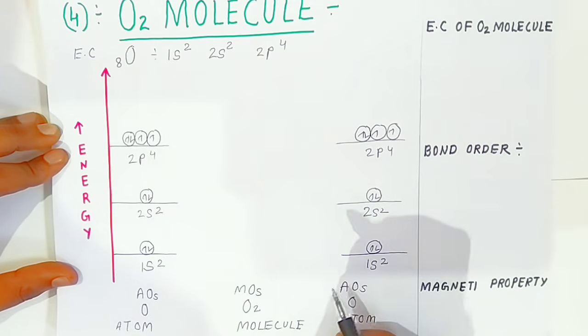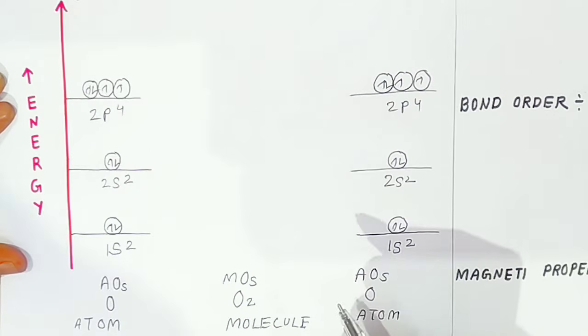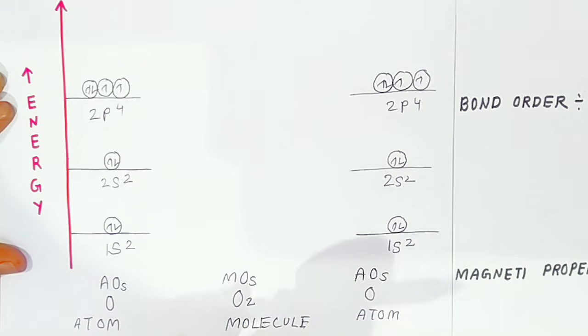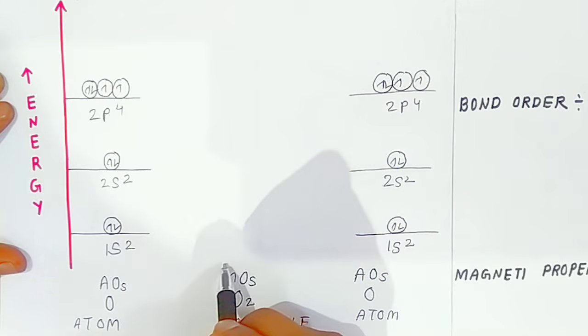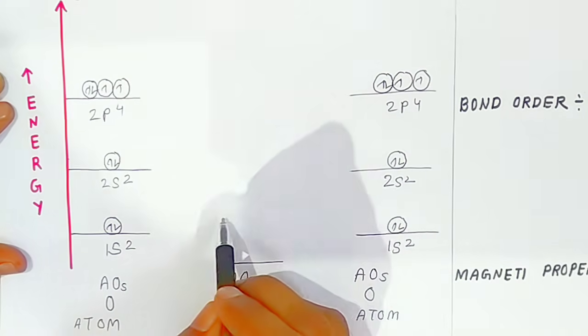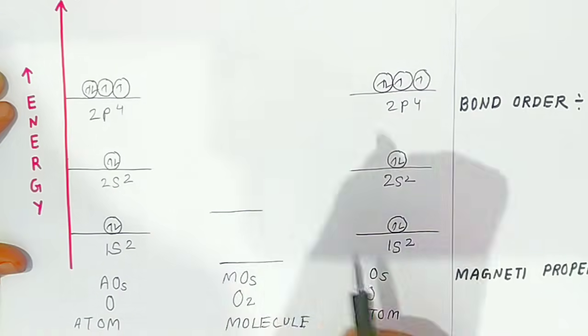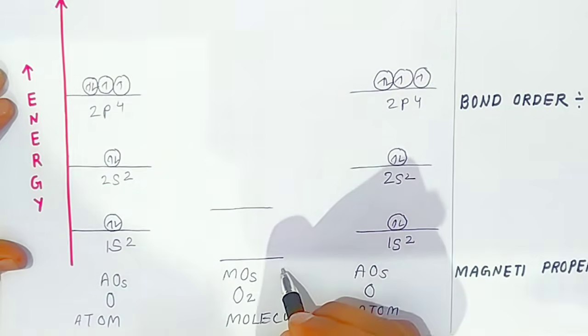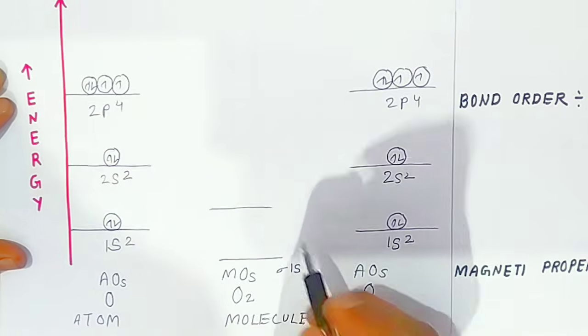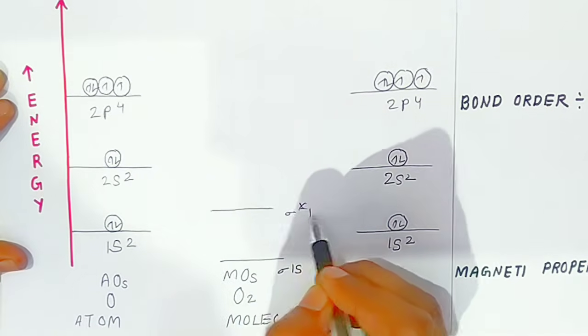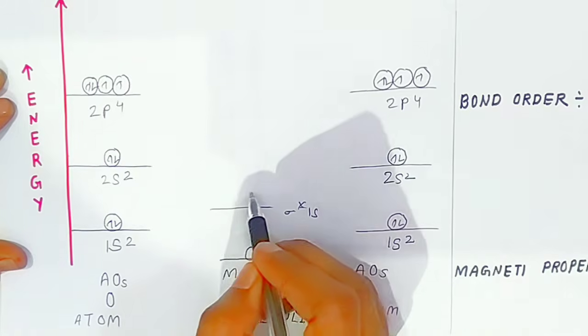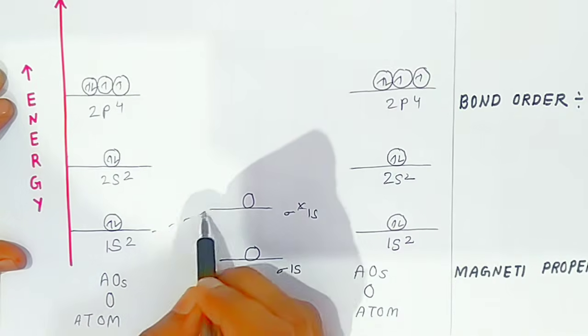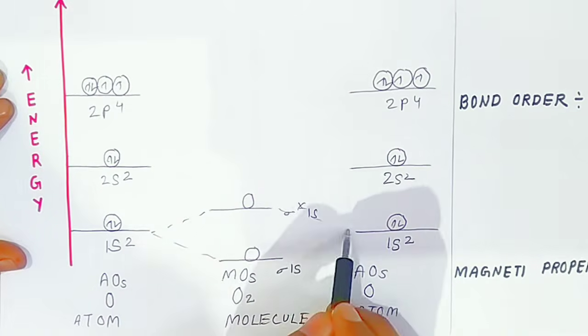Now students, we are going to draw the molecular orbitals. When atomic orbitals combine, the same number of molecular orbitals form. Here 2 atomic orbitals combine, they will form 2 molecular orbitals. One molecular orbital will have lower energy and one will have higher energy. The higher energy one we call anti-bonding. The one forming the bond is called sigma 1s, and the other is sigma star 1s. Because they originate from these atomic orbitals, we have to make dotted lines like this.